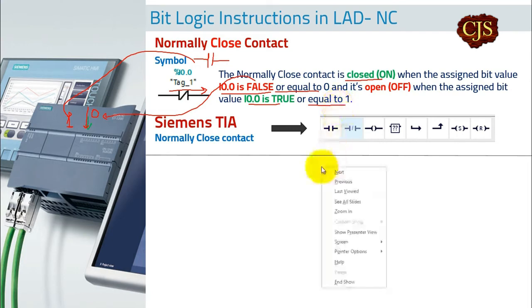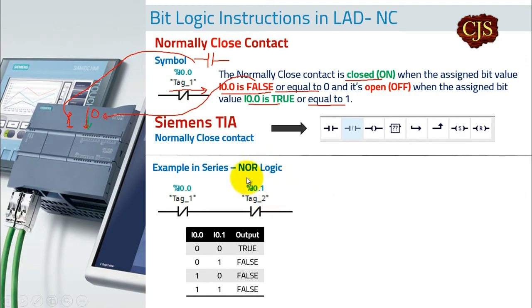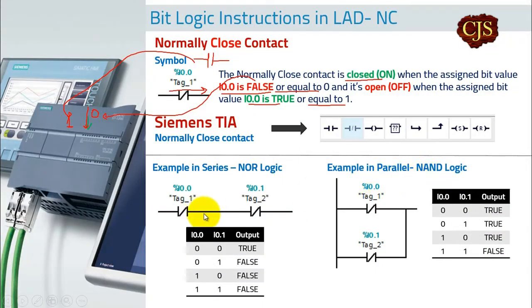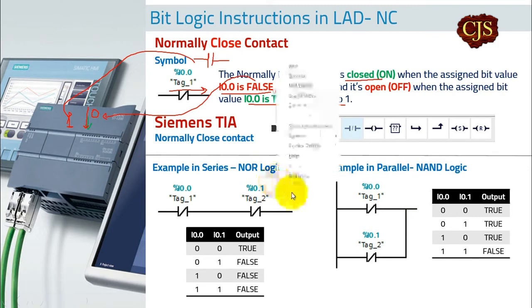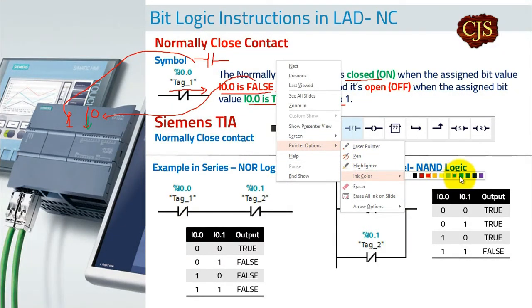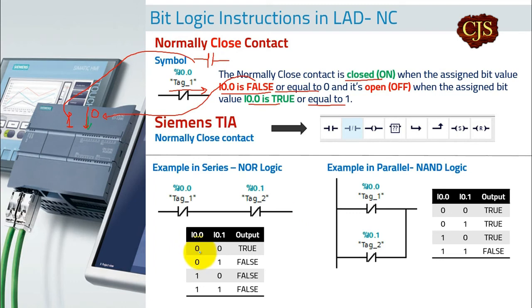Okay, so now for the examples, we have a NOR logic and we have a NAND logic. Two NC contacts in series make a NOR logic, two NC contacts in parallel make the NAND logic. Now what are NOR and NAND? NOR is basically OR plus NOT. If you see here, it says if both the inputs are 0, I told you if this is 0, this contact is closed. So it will pass the value. If this is 0, this also passes the value. So the output will be true in this case.